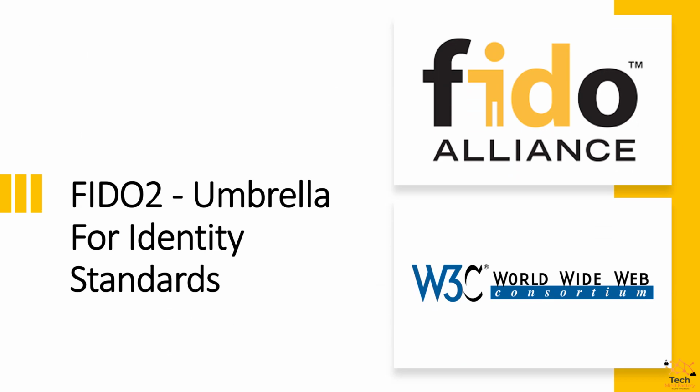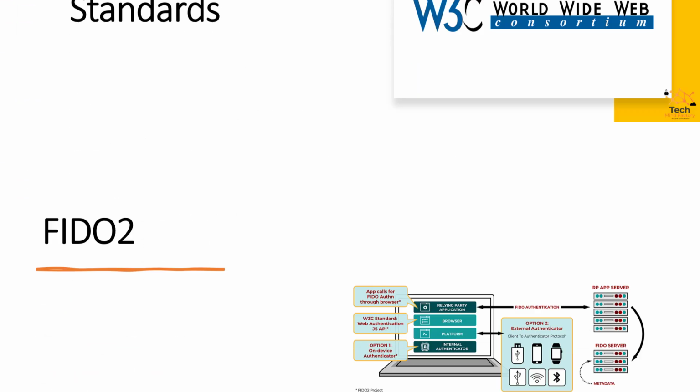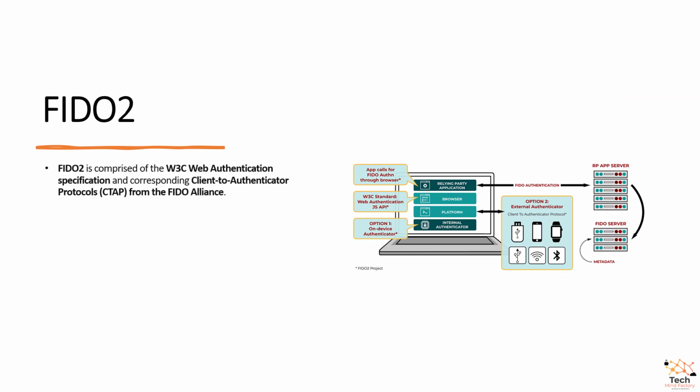So now let's talk about FIDO2. FIDO2 is an umbrella for identity standards. It's not one thing, one standard. It's an umbrella for identity standards. Obviously, the FIDO Alliance is involved here, but also the World Wide Web Consortium. So let's talk about FIDO2 and some standards. So let's start with FIDO2. FIDO2 is comprised of the W3C Web Authentication specification and the corresponding Client-to-Authenticator Protocol, or CTAP, from the FIDO Alliance.